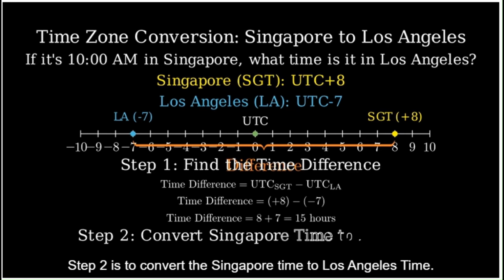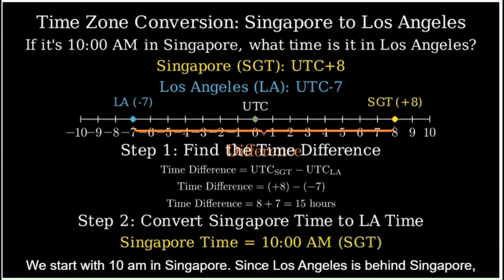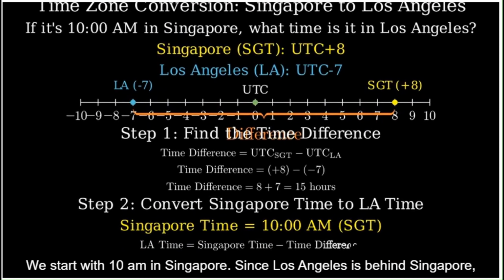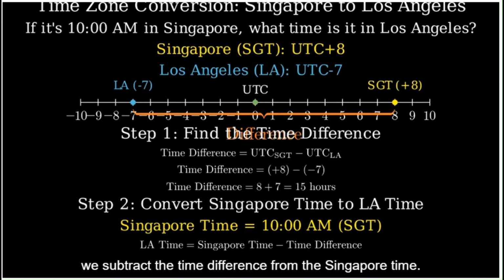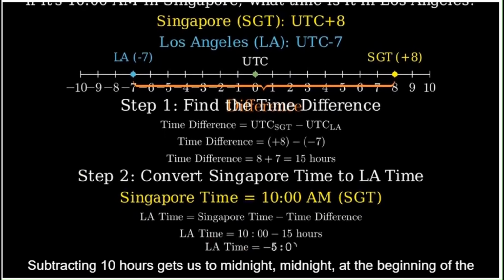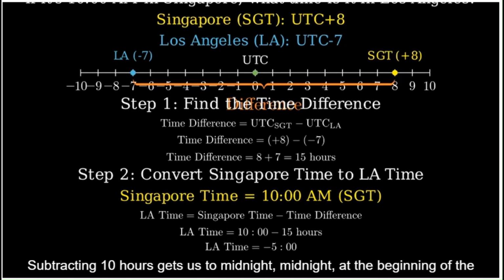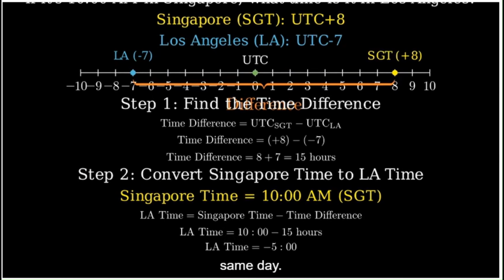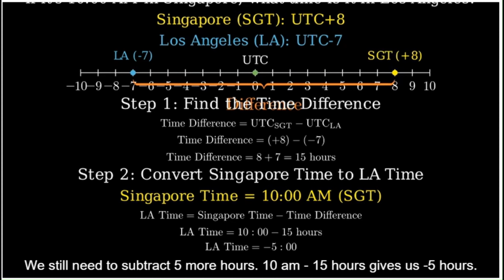Step 2 is to convert the Singapore time to Los Angeles time. We start with 10 a.m. in Singapore. Since Los Angeles is behind Singapore, we subtract the time difference from the Singapore time. So we calculate 10 a.m. minus 15 hours. Subtracting 10 hours gets us to midnight at the beginning of the same day. We still need to subtract 5 more hours. 10 a.m. minus 15 hours gives us negative 5 hours.